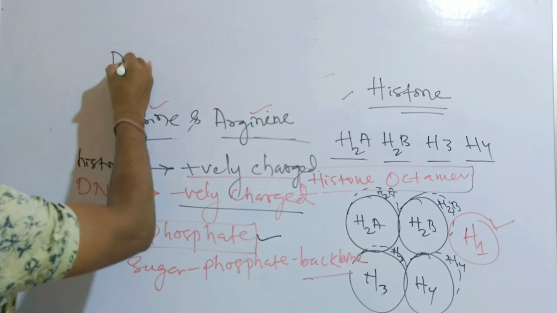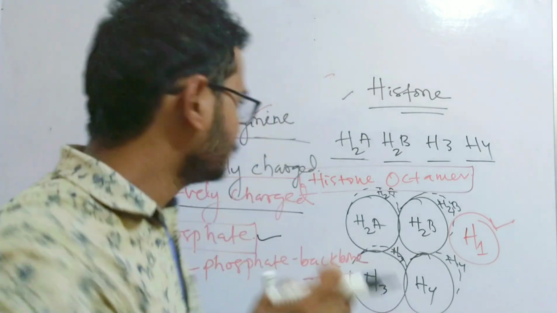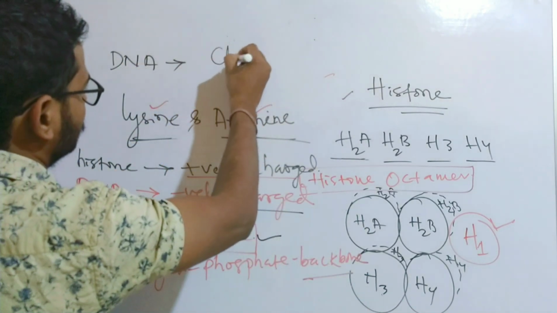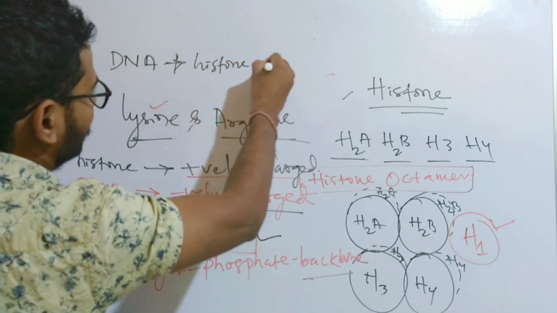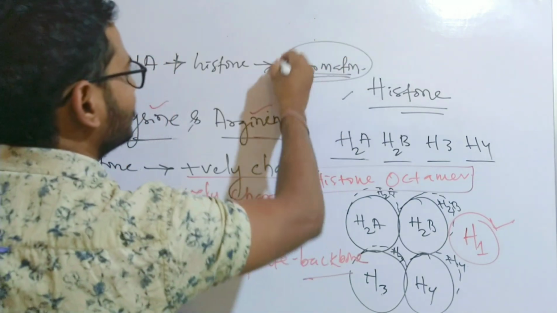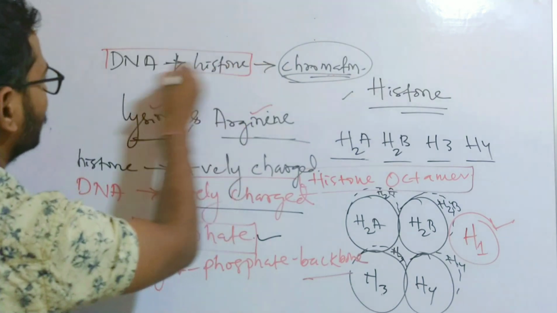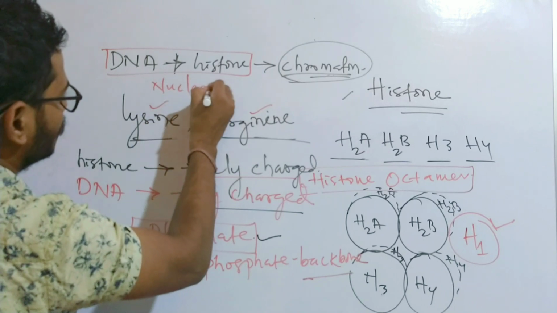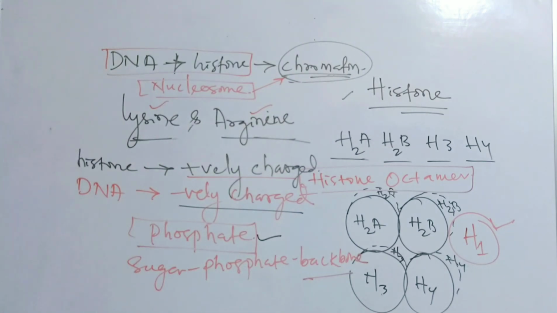So we have the DNA. DNA is a thread-like structure. It is attached with the histone to make chromatin. The structure of chromatin: chromatin is made up of many nucleosomes. So DNA and histone together form a nucleosome, and these nucleosomes together form the structure of chromatin. Nucleosomes are the units of chromatin.